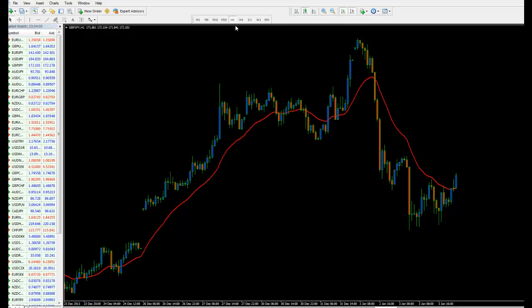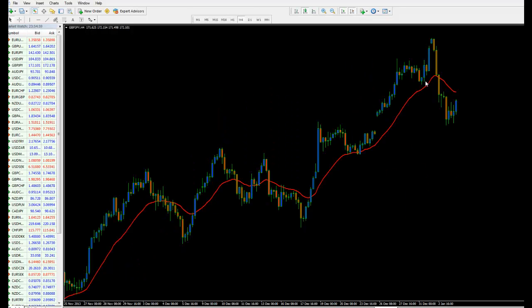Notice pound yen on the 4-hour. Nice strong move down, took out the higher low. Same type of thing on the US yen. What we're waiting for here is simply a move back up in. Let's go ahead and check for our momentum.